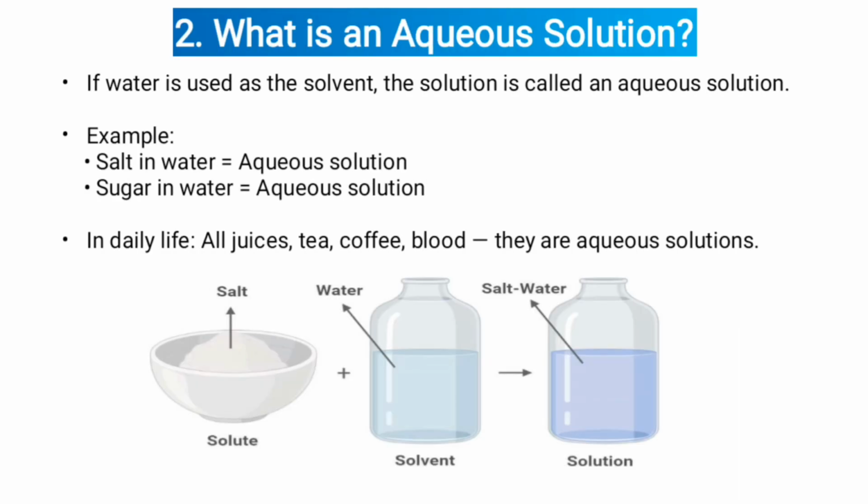And the second one is, what is an aqueous solution? My dear student, if water is used as a solvent, the solution is called an aqueous solution. Example: salt in water is an aqueous solution. Sugar in water is an aqueous solution. And in daily life, all juices, tea, coffee, blood, they are aqueous solutions. This is a solute, which is salt, and this is the solvent, which is water, which mix up and form salt water, which is an aqueous solution.